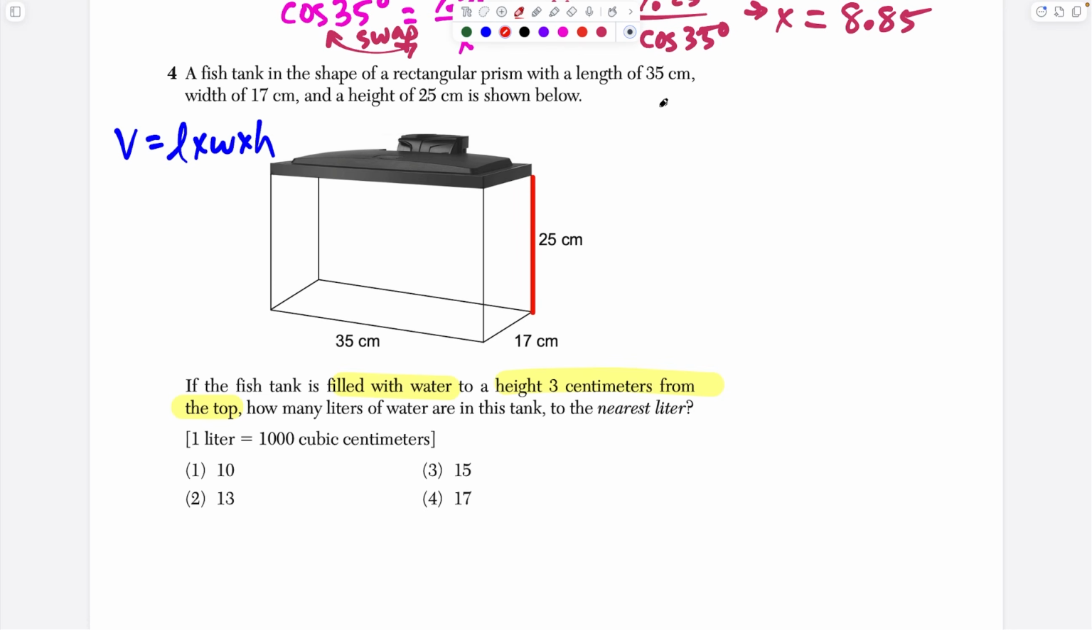Okay, so the height is actually going to be 25 centimeters minus 3 centimeters because we're leaving space at the top so the water doesn't spill out. Okay, so the height would be 22 centimeters. Okay, so this is a very important detail.